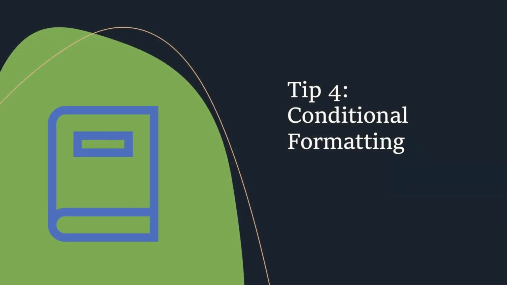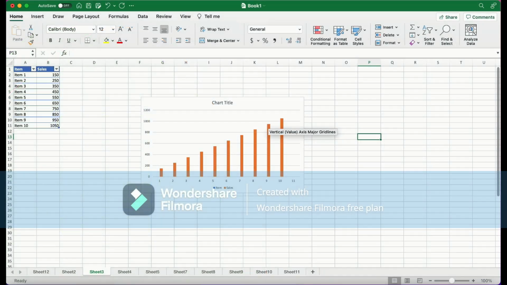And the next tip I want to show you is conditional formatting. This allows you to highlight cells based on specific criteria. For example, you can highlight all cells greater than a certain value, or use color scales to visualize data ranges, and it makes your data more readable and visually appealing.